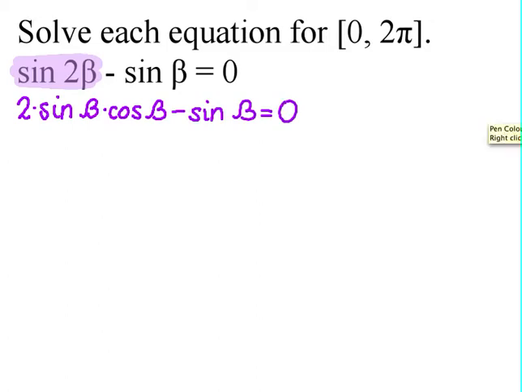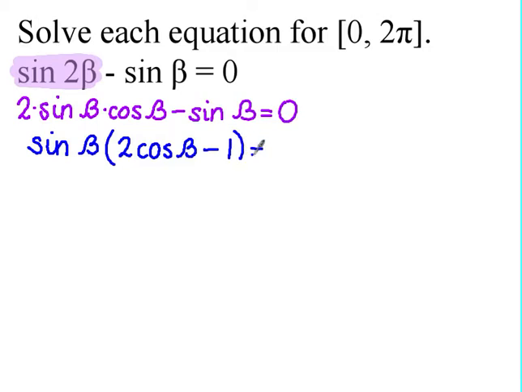Okay. What do you notice about each of those terms? They each have a sine. So let's factor out a sine. If I take out a sine of beta from the first one, what do I have? 2 cosine beta. Minus, if I take a sine from a sine, what does that leave me with? 1. Okay, make sure you don't put 0.